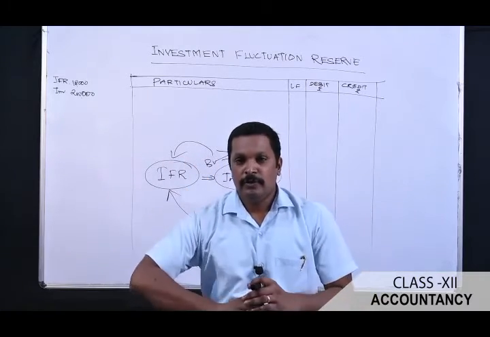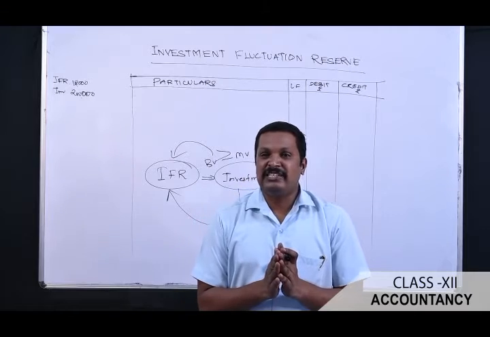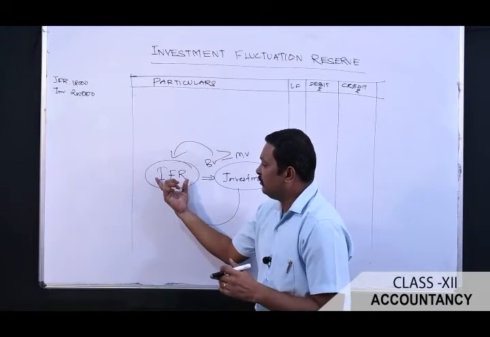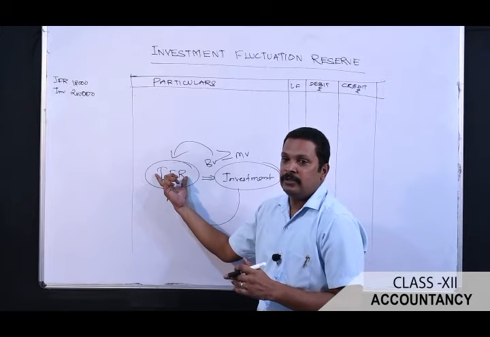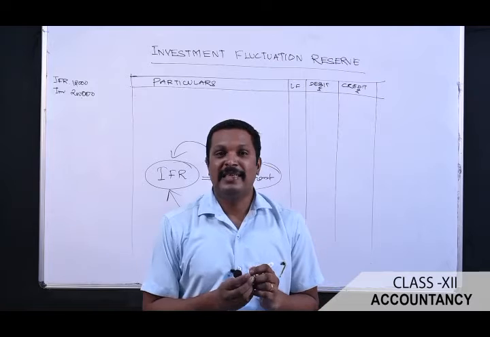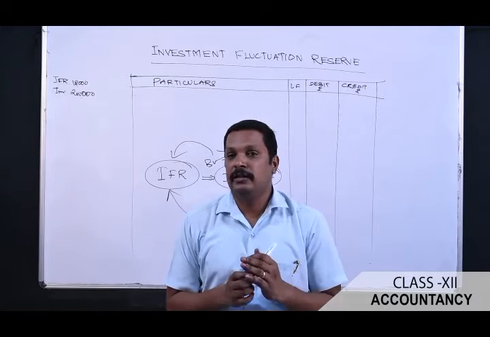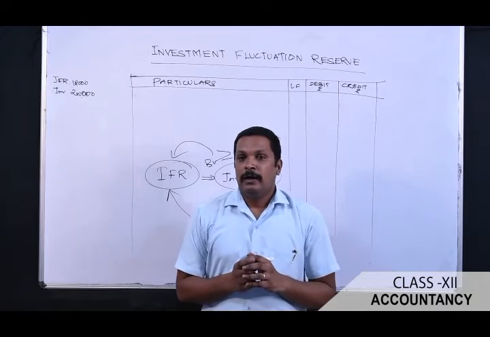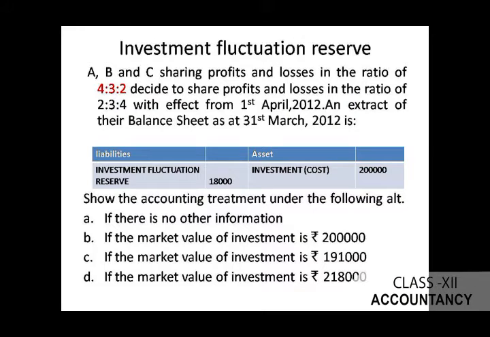Right? So when there is a change in the profit sharing ratio, we are having some investment fluctuation reserve. Then how to treat it when the investment is given on the asset side? How do we treat it, you are going to learn through this problem now. So let's solve. I read the question here.